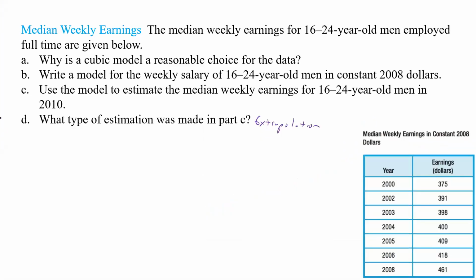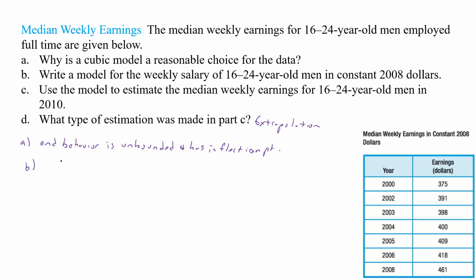All right, so we said it was a good model because its behavior is unbounded, it looks like, basically going up into infinity and down to negative infinity. That's how we're going to say that. And it has an inflection point.